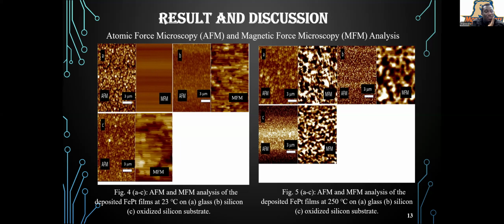This is on silicon substrate, and here we have the oxidized silicon substrate. The grains were evenly distributed across the substrate surface, which is actually good for device fabrication.